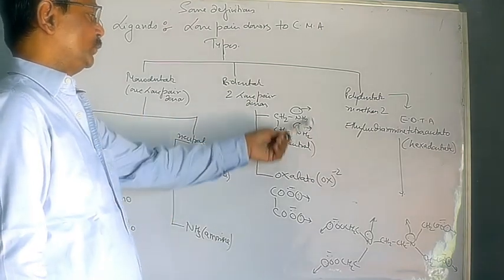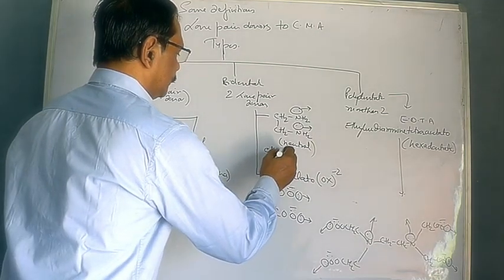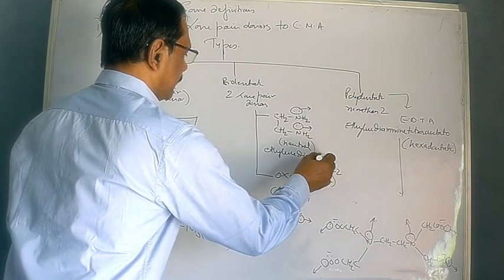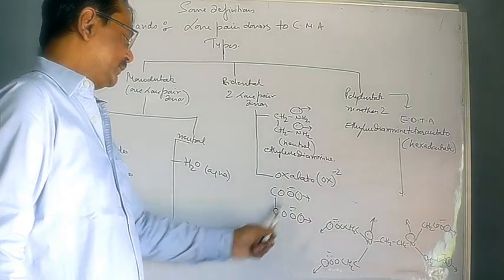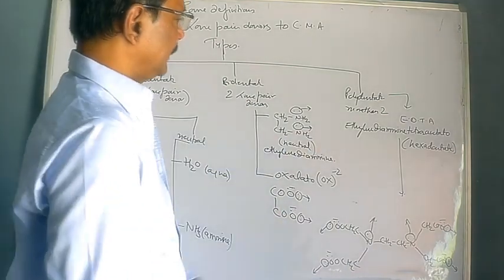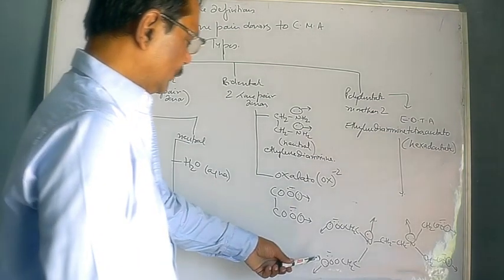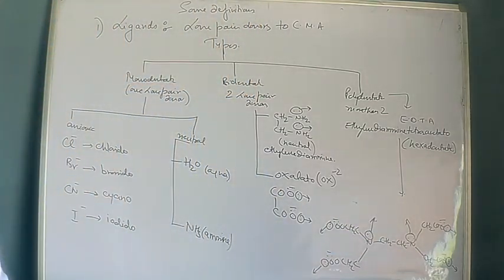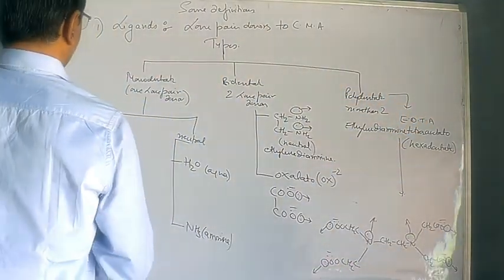Bidentate, 2 lone pairs, neutral. This is called ethylene diamine. And the second one is oxalato, COO negative, COO negative. And we have taken example of polydentate ligand as EDTA, ethylene diamine tetraacetato, and the diagram has been shown here. 6 lone pair donor, 1, 2, 3, 4, 5, 6. So now class, we are moving to next topic, next definition.